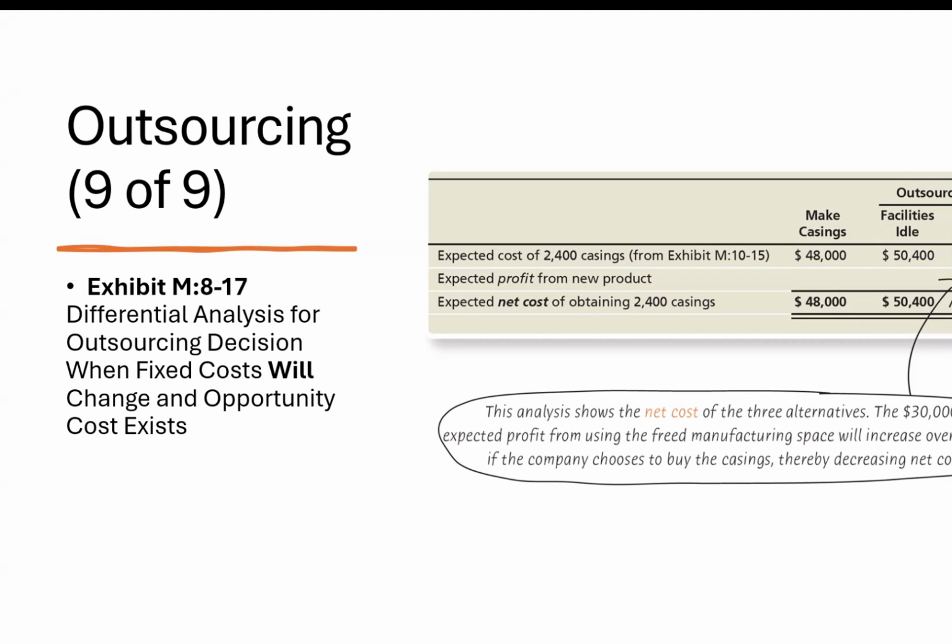Smart Touch Learning managers should consider qualitative factors as well as revenue and cost differences in making their final decision. For example, managers may believe they can better control quality by making the casings themselves. Now, this is an argument for Smart Touch Learning to continue making their casings.